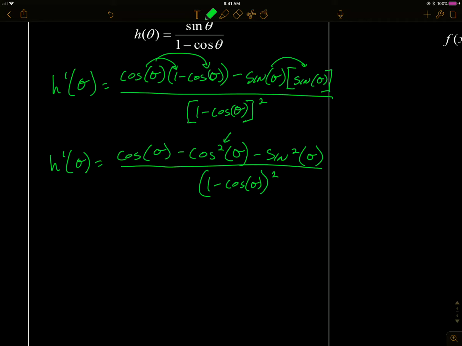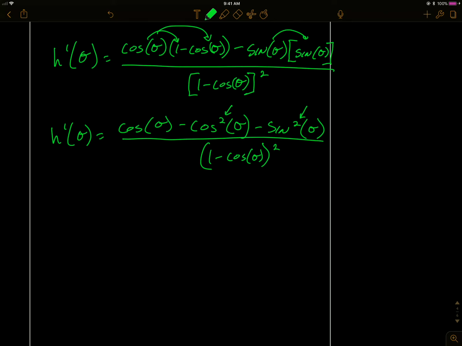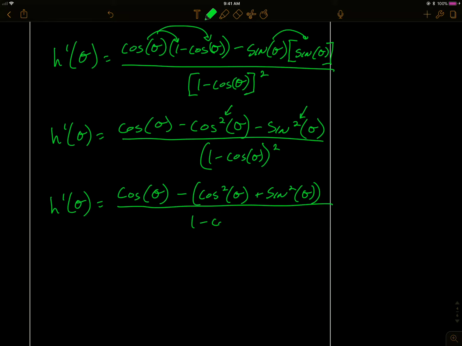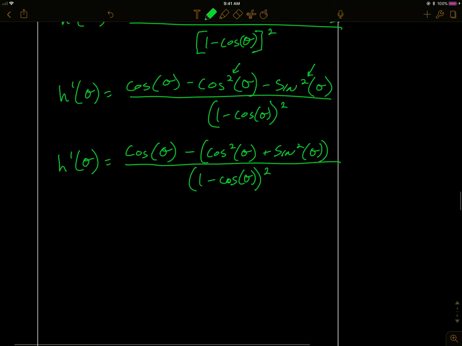Once I start seeing trig functions squared, I start thinking Pythagorean identities. Can I turn that into cosine squared plus sine squared somehow? Or sine squared plus cosine squared, same thing? Looks like I can. I can do this. I can go cosine of theta, factor out a negative, and it would be cosine squared of theta plus sine squared of theta all over 1 minus cosine theta squared. So this is our Pythagorean identity.